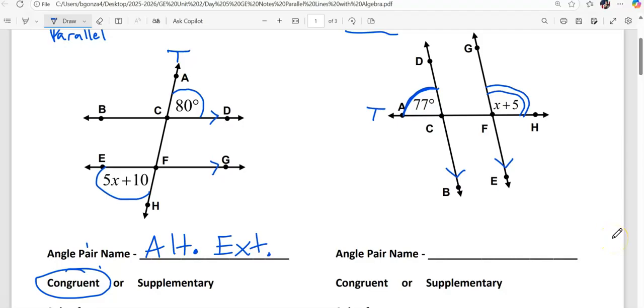So, are these same side or alternate? What do you think? I'm talking about this line. Are they on the same side of the transversal? So both angles are above the transversal. You kind of got to look at it sideways. Maybe that'll help. So they are same side. And are they in or out of the parallel lines? They're outside the parallel. This is same side exterior.